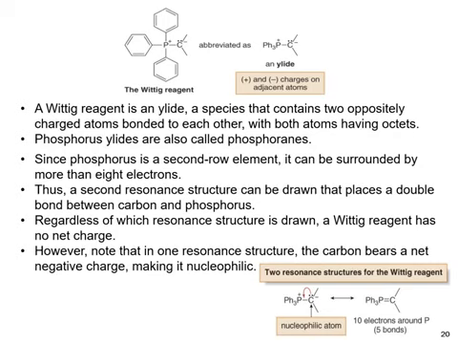Since phosphorus is a third-row element, it can be surrounded by more than 8 electrons. Thus, a second resonance structure can be drawn that places a double bond between carbon and phosphorus, which is shown below. You can see the carbon and phosphorus are attached by a double bond. However, note that in one resonance structure, the carbon bears a net negative charge, making it a nucleophile.